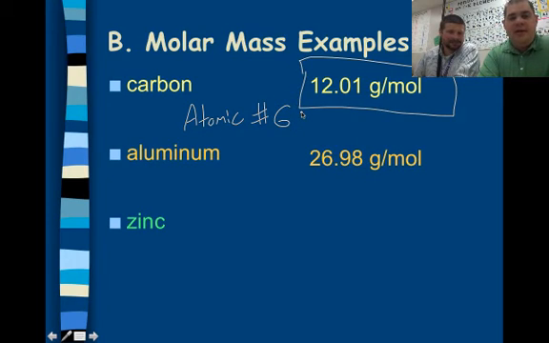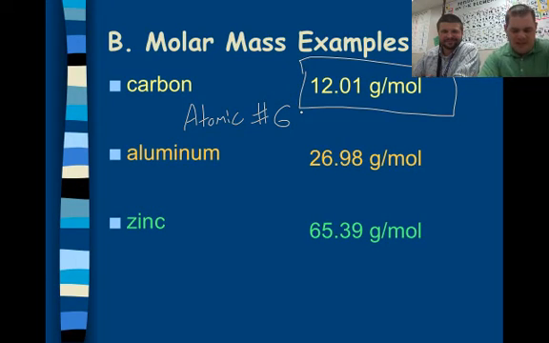Aluminium, as the Brits say. 26.98. 26.98 grams per mole. Grams per mole, again, just finding that on the table. Zinc, if you'll look up zinc, make sure you're looking in the right spot again. Zinc, that is 65.39.